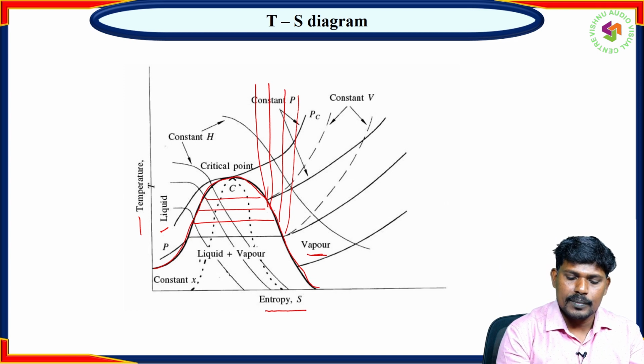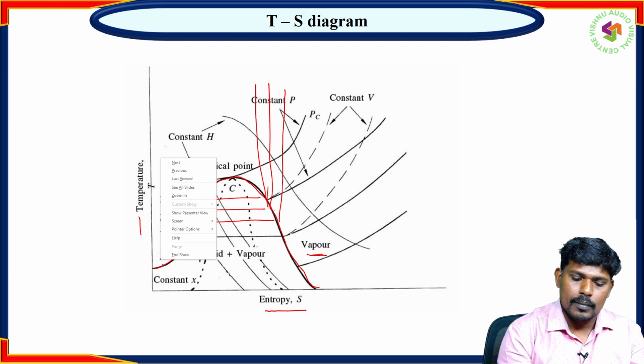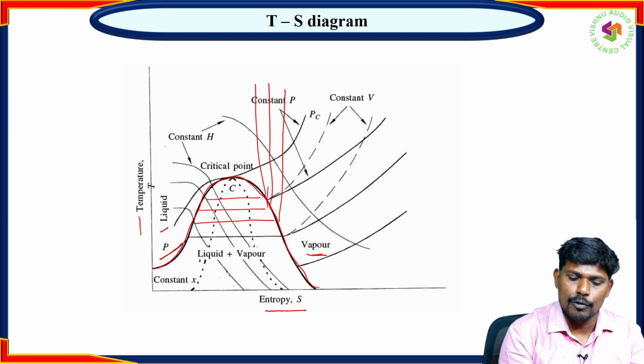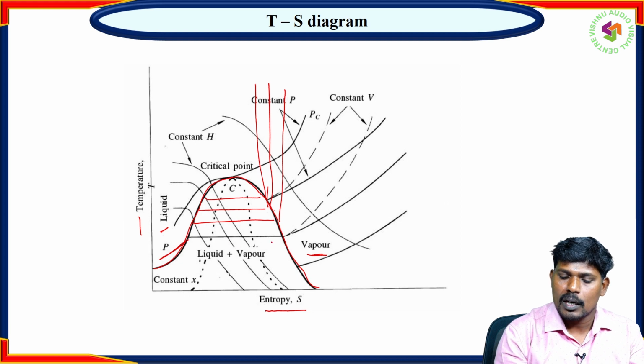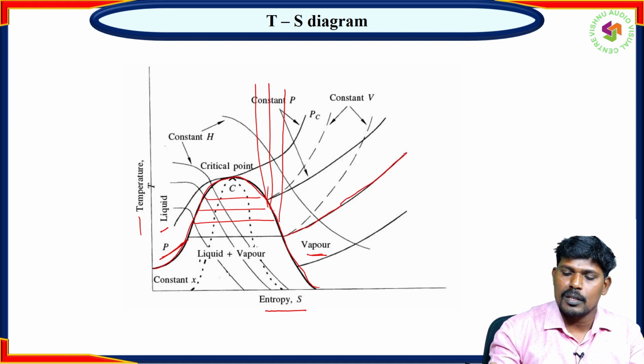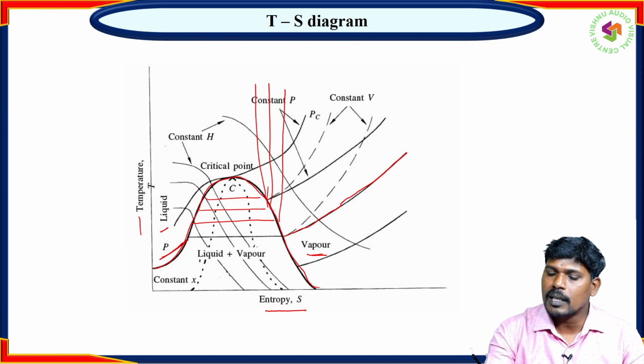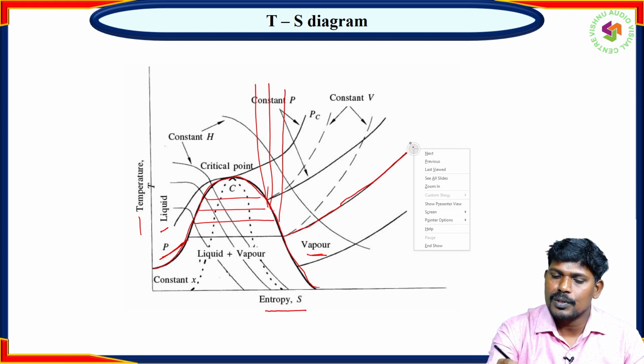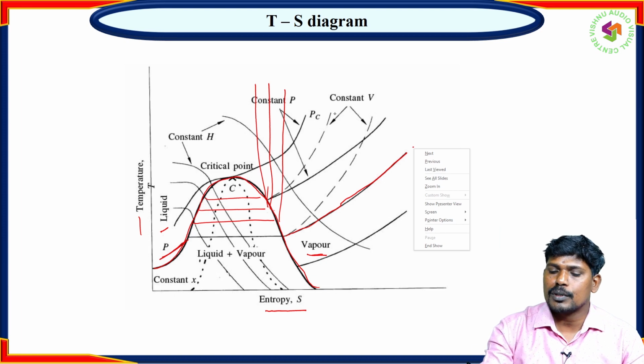So when you see this diagram, this curve: initially the fluid is in a liquid state, and when the temperature is changing, the entropy is changing, then after that it enters the saturated state, then next a gas state. We can see how the entropy is changing as the temperature is changing. These curves are at constant pressure. These lines show the constant pressure. These dotted lines show the constant volume.